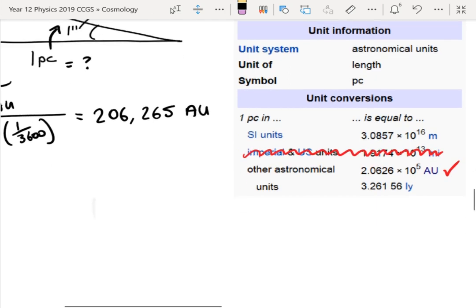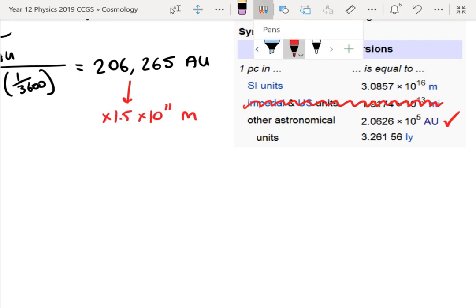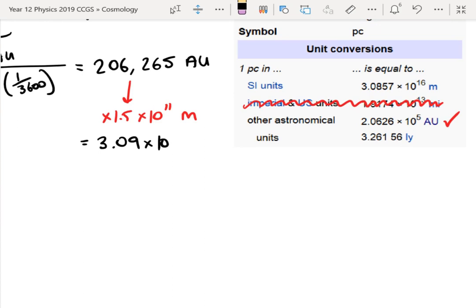Now, I told you our conversion. We said 1 AU is 1.5 times 10 to the 11 meters. So let's convert this to SI units. In SI units, in meters, it's 3.09 times 10 to the 16 meters per parsec. And you'll notice on the wiki page we've got the SI units of a parsec: 3.09, 10 to the 16.